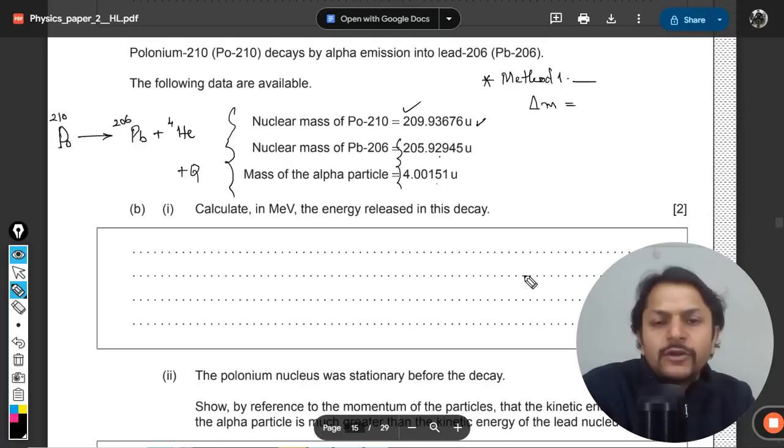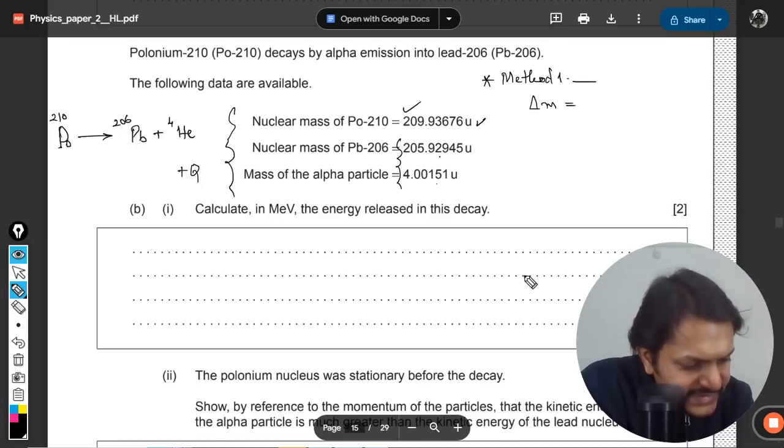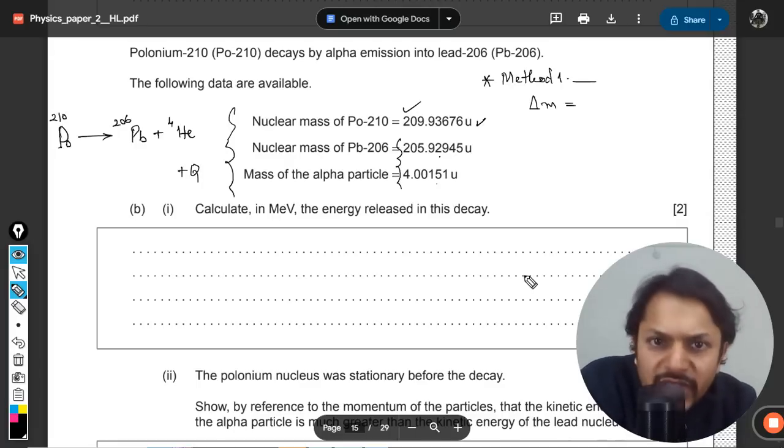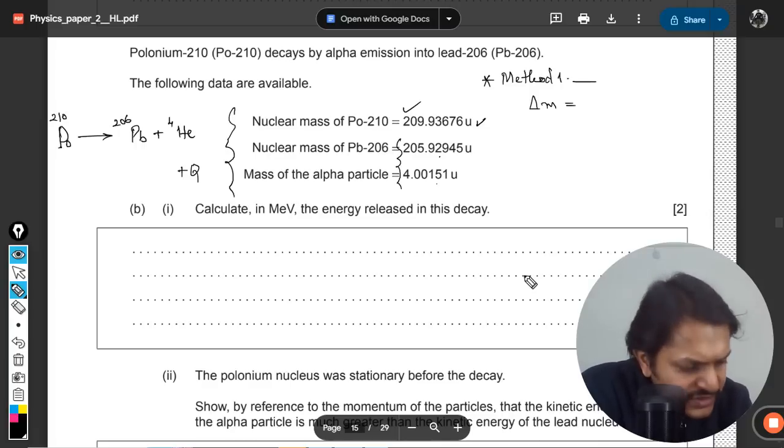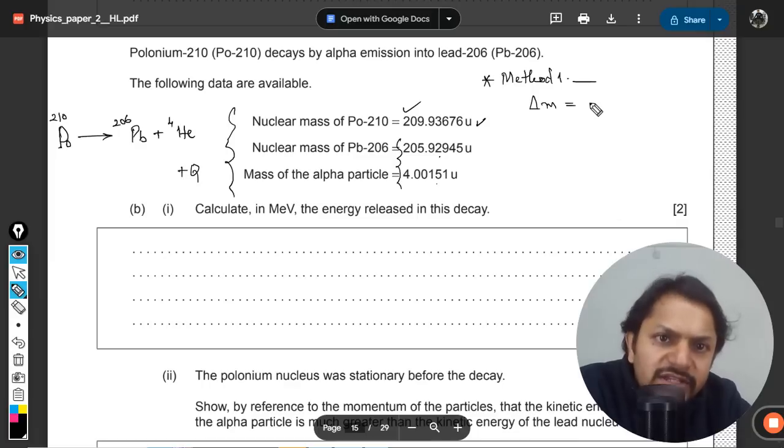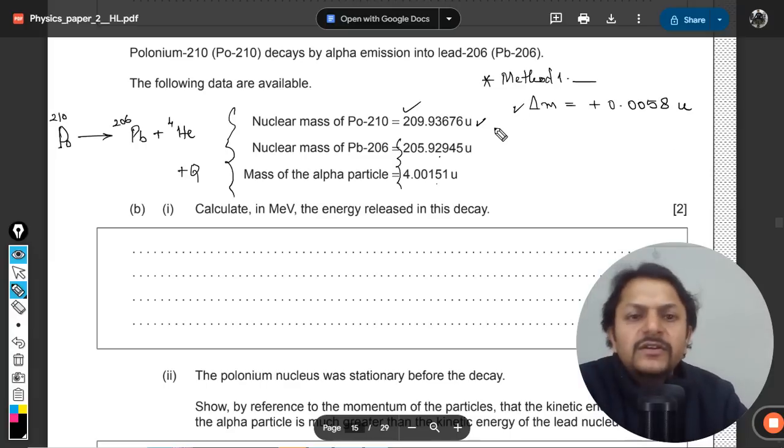So I would be using my calculator now, and let's see. We have to substitute each and every value, not losing any significant figures here. Minus 205.92945, minus 4.00151. Yes, so this is coming out to be positive 0.0058 AMU. So this is the mass which is lost.